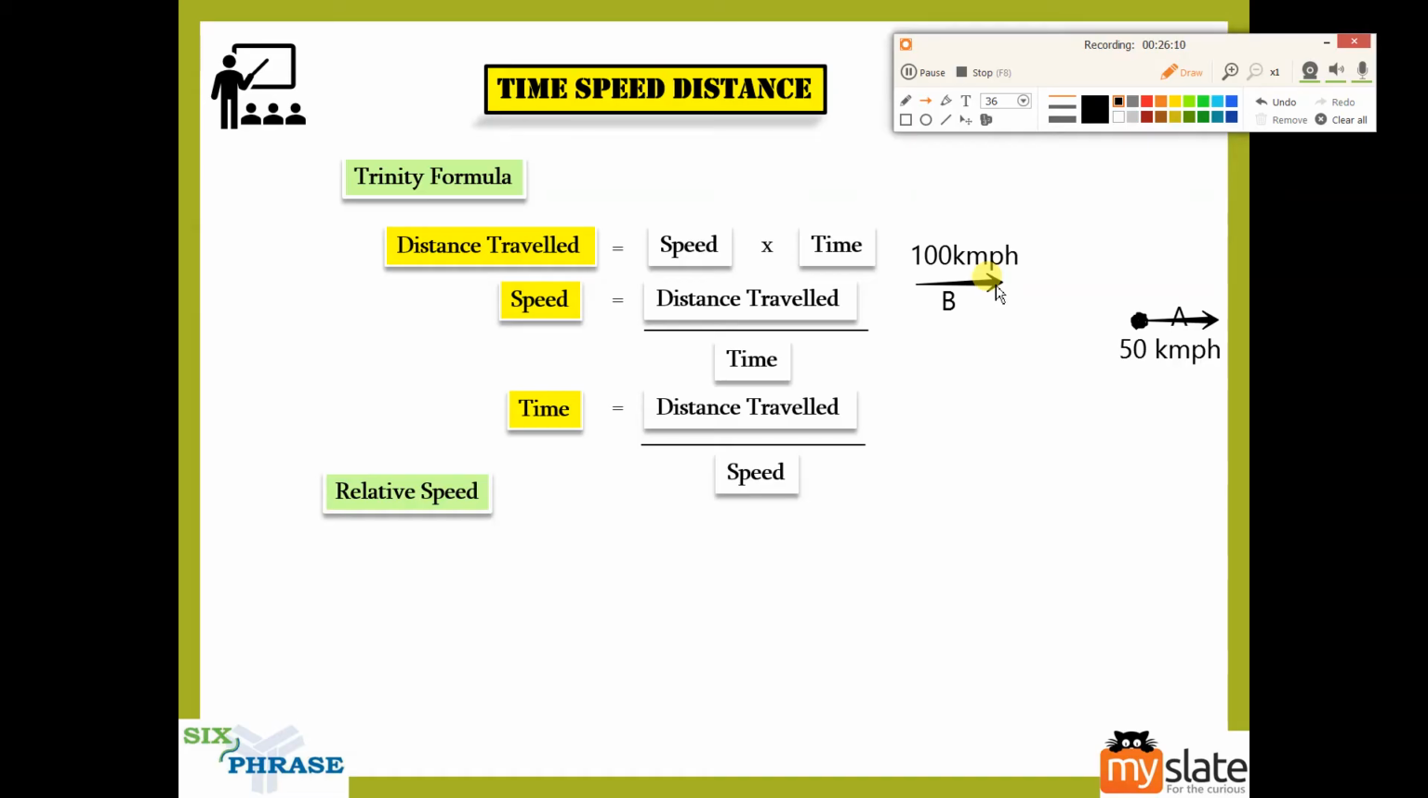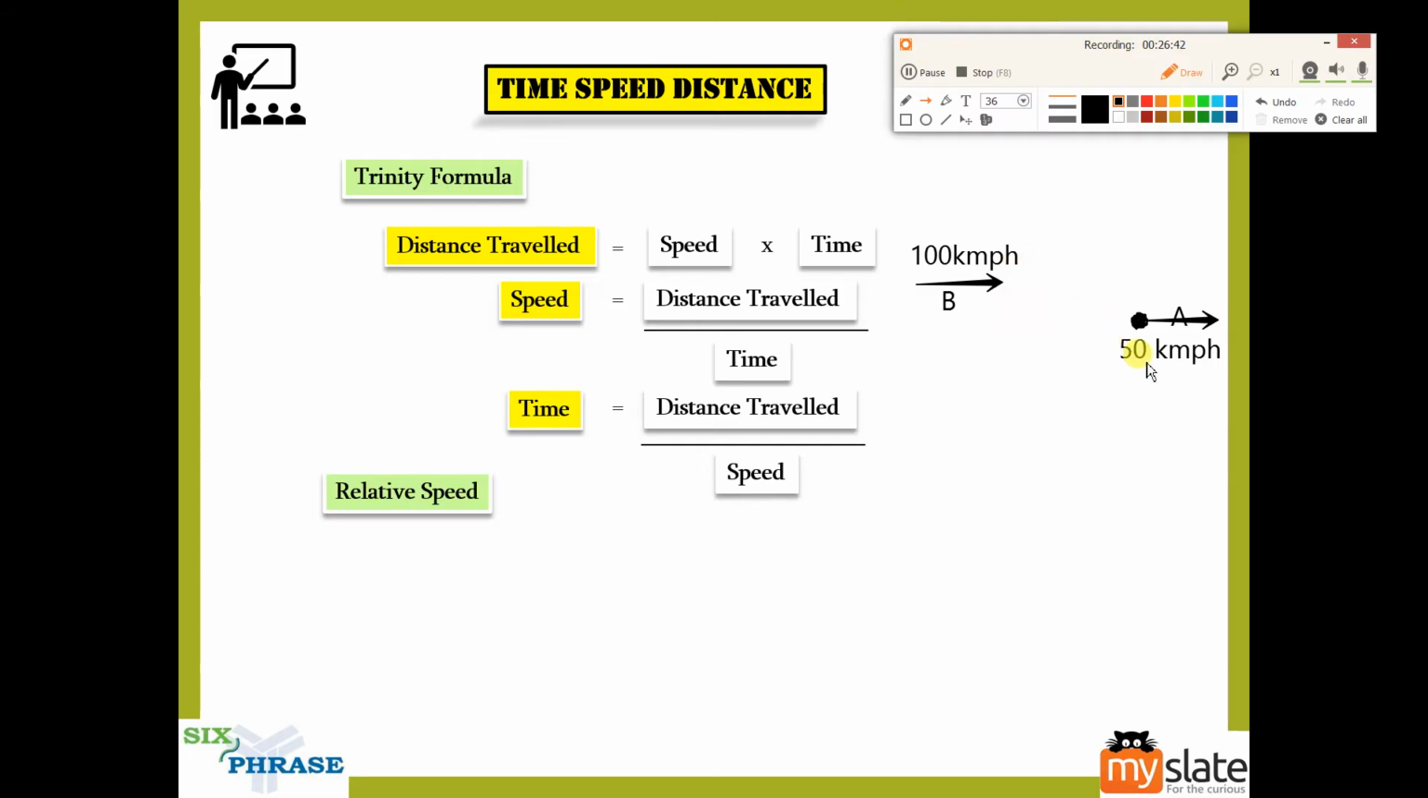but A is actually going at 100. This 50 will be subtracted when they are going in the same direction. So that is why, same direction it is A minus B, different direction it is A plus B. When this guy is not moving, we just take this 100 kilometers per hour and use it. But when two objects are moving, we have to see in which direction they are moving. When they are moving in the same direction, we should subtract the speeds.